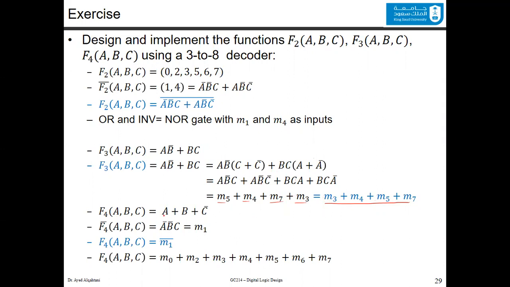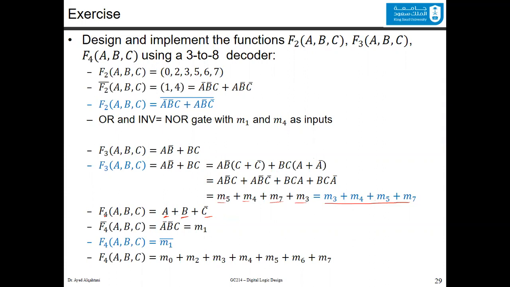For F4, you have A or B or C bar. And you notice that you are missing many variables. You're missing 2 variables here, 2 variables here, and 2 variables here. If you try to do the same thing that you did in F3, it will be a long process.